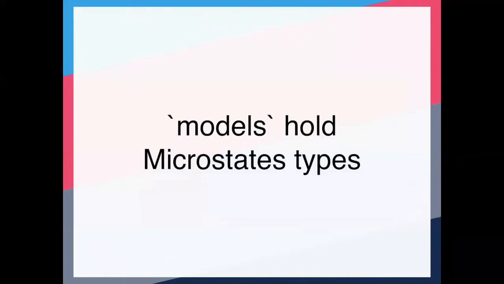So models hold the Microstates types. I have two in there. One is the app Microstate type, which holds the entire app state. And then I have a medication model, which holds all the information about a medication, like the dosage, when it was taken, and a lot of other little computed properties that are just getters, which help with date formatting and displaying things and nice little things like that.